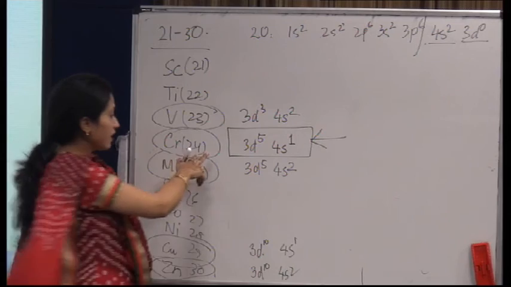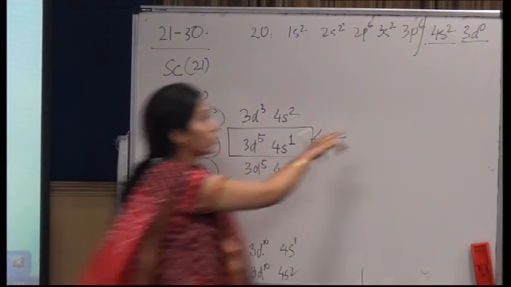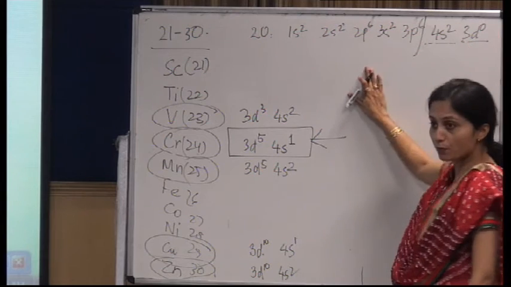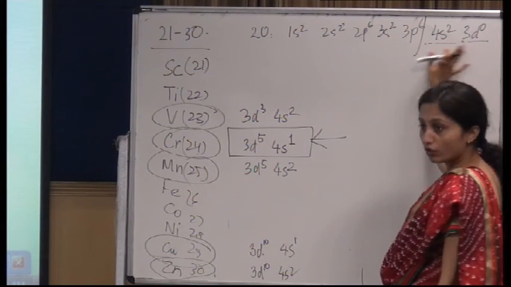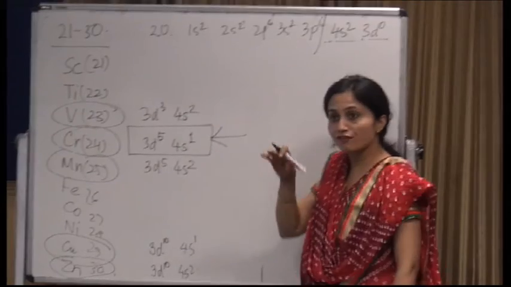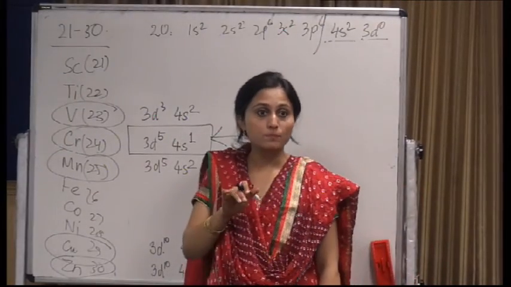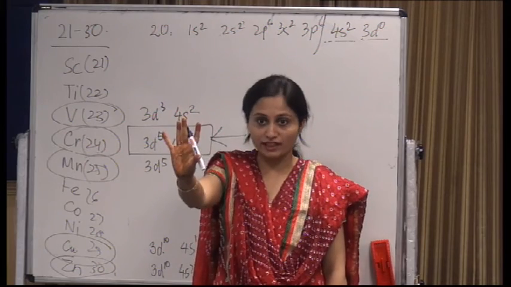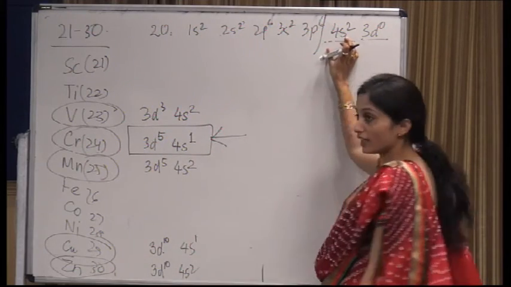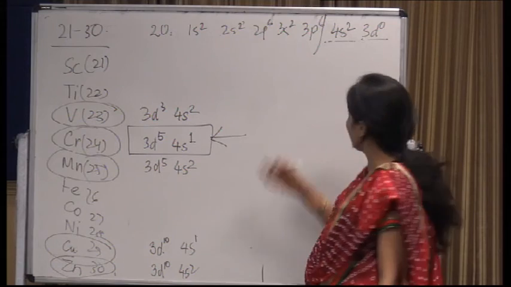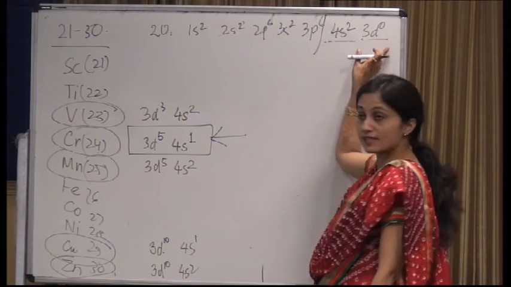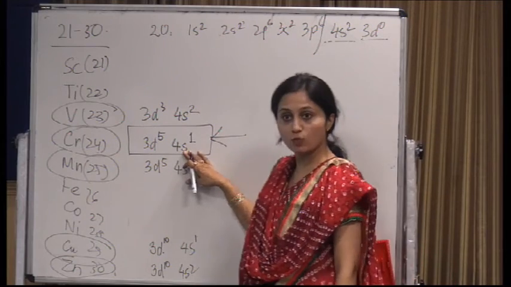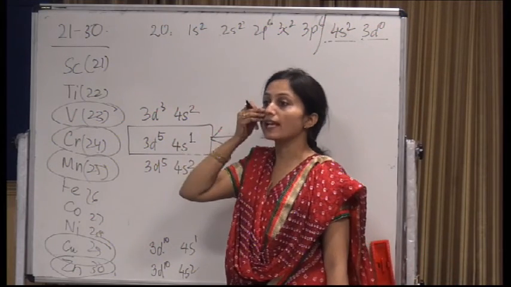It was 24. 24 would have meant 4s2 3d4, and while writing properly, it would have been 3d4 4s2. But we know half-filled orbitals are more stable. What is our D? D can accommodate 10 electrons, so half-filled means 5 electrons. Now in order to have 5 electrons, because it will look for extra stability, it will take one electron from S and then finally it will become 3d5 and 4s1. Got it? Yes?